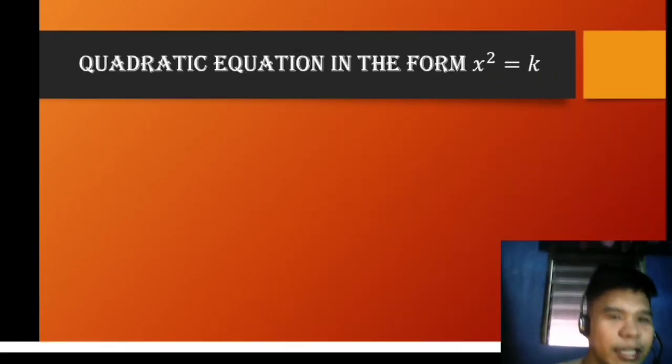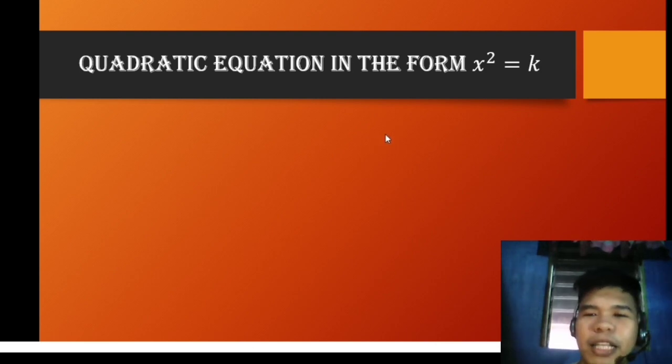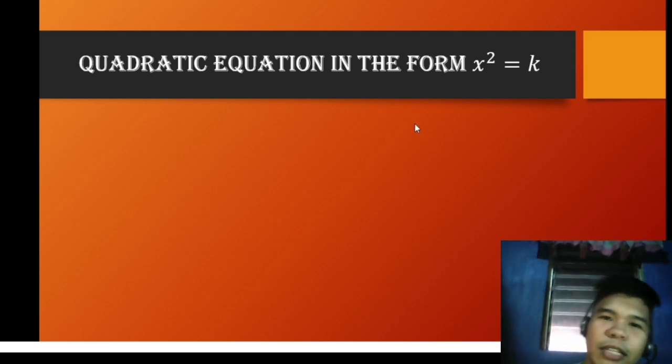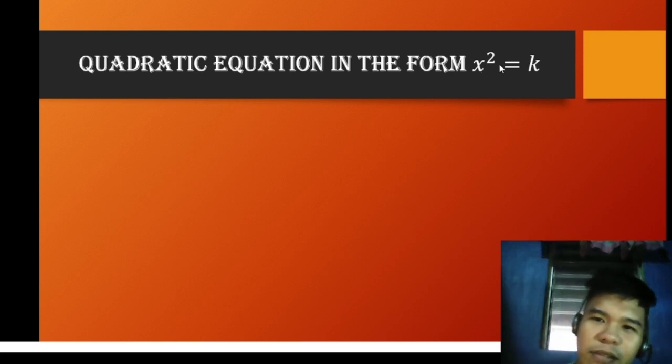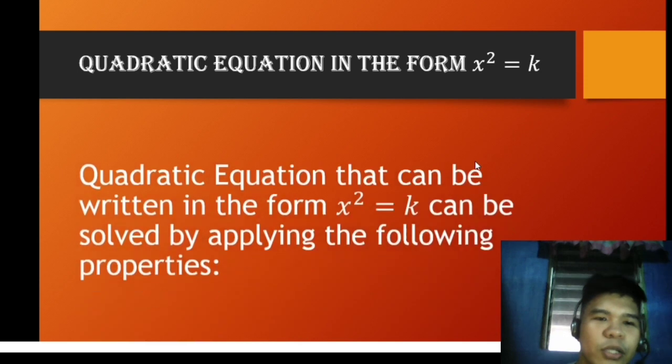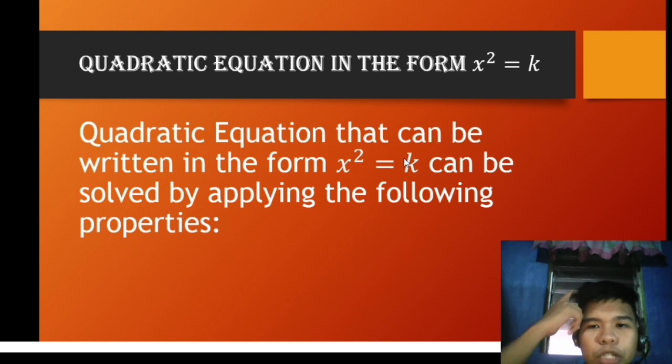Let's start with quadratic equations in the form x squared equal to k. As you can see here, we will still be dealing with quadratic equations, and this time in the form x squared equal to k. A quadratic equation that can be written in the form x squared equal to k can be solved by applying the following properties. We're going to discuss first three properties which involve the value of k in the quadratic equation in the form x squared equal to k.